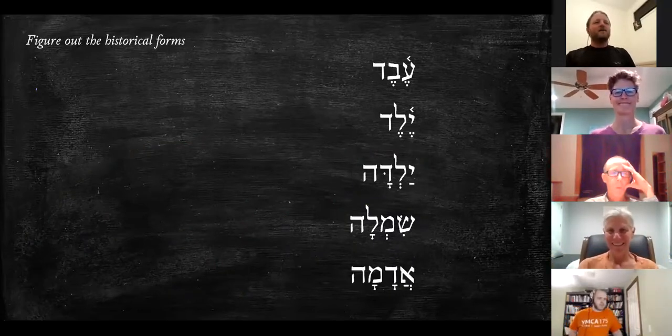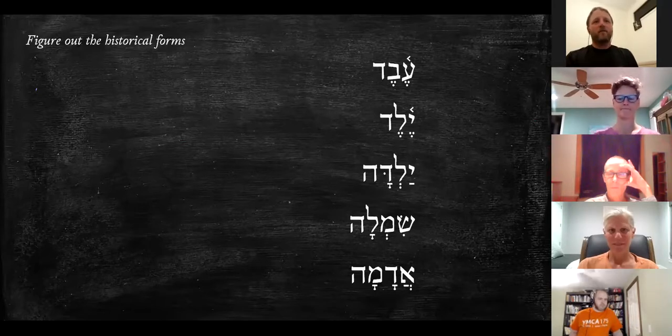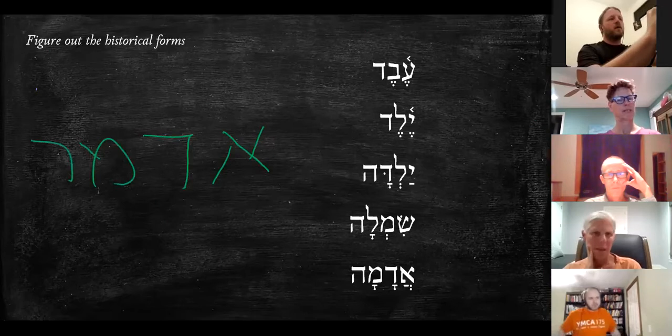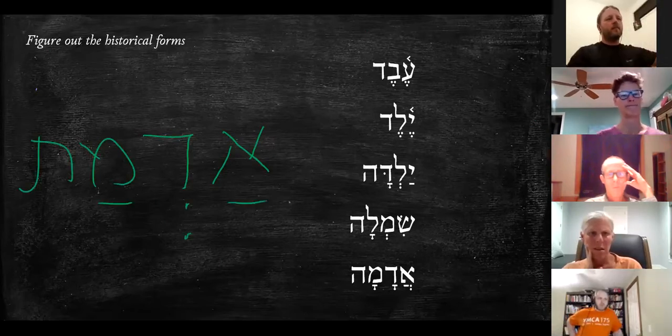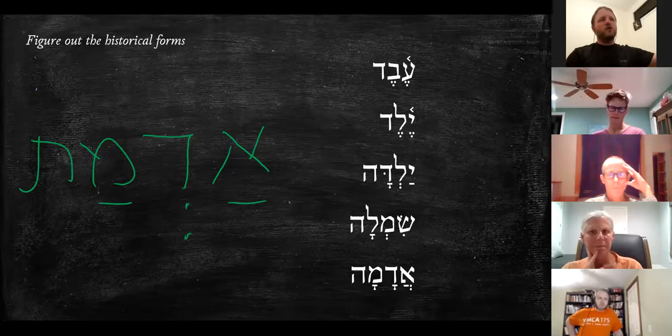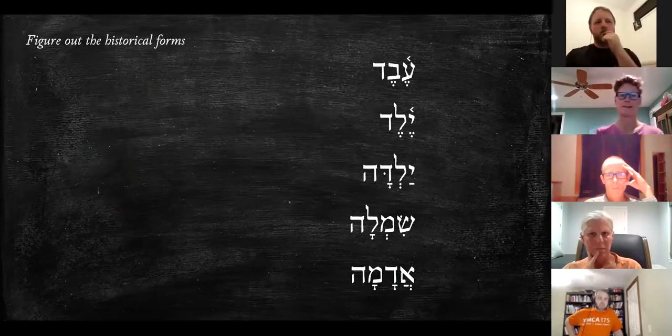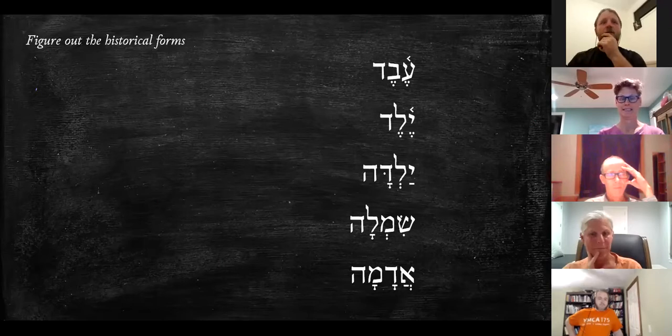Brilliant. Adama. How do we get to the historic form of Adama? If it's in construct, the word is admat. Admat. Do we know if it's adama historically, or if it's adma or admat historically? How can we know? Like his land is admato. Admato.